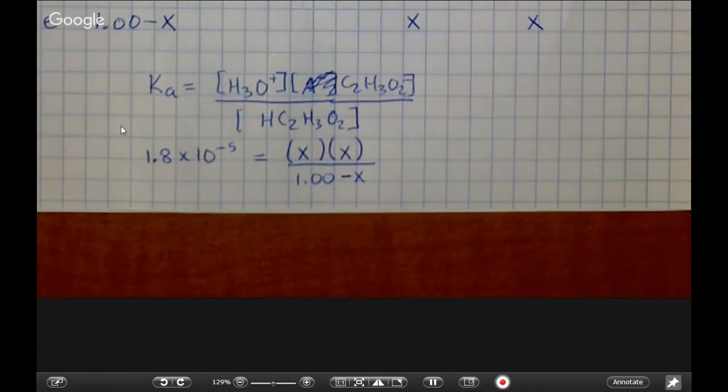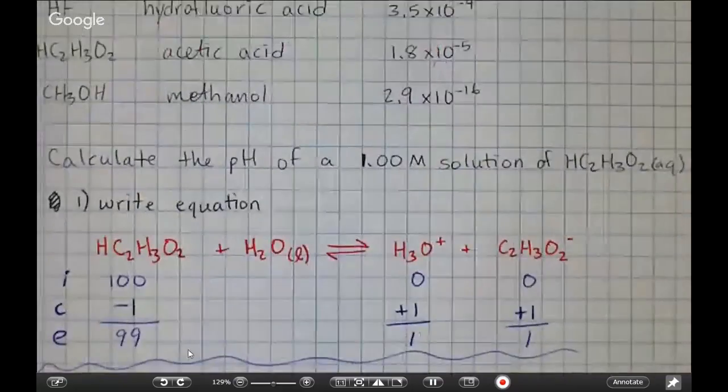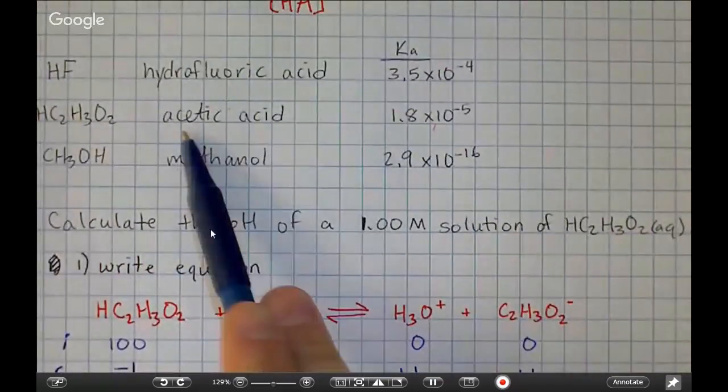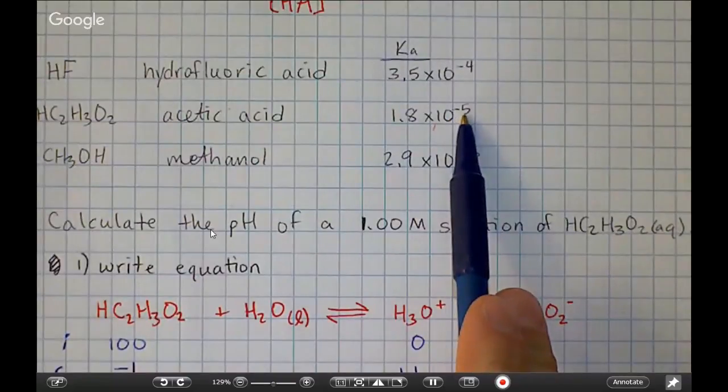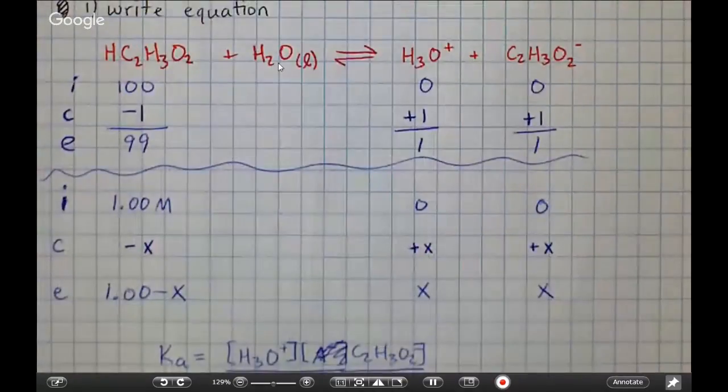Jackson. Where did you get the 1.8? If we go back to the top here, Ka of acetic acid was 1.8 times 10 to the minus 5. Nope, it'll be provided to you. I'm not that mean.